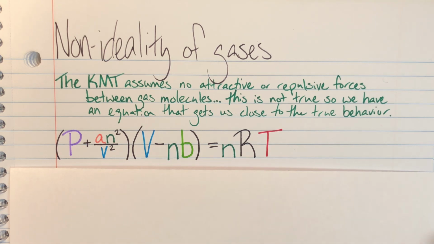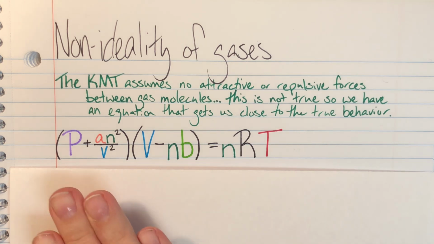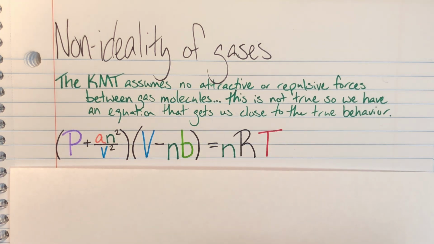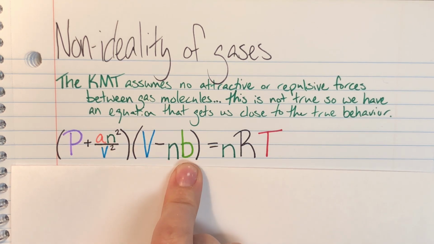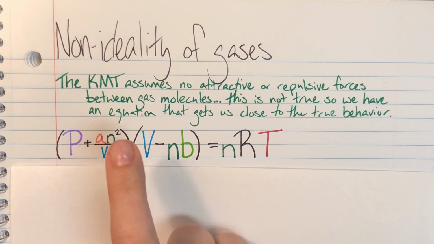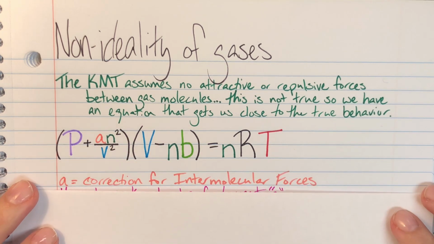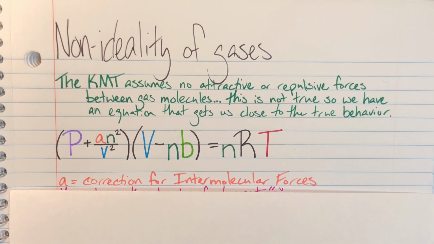And the van der Waals equation introduces some new constants to our PV equals nRT, our ideal gas law. So we have two new things here. We have A and we have B. Now we're going to talk about A first. A is going to be our correction for intermolecular forces. This is my slight adjustment to the equation based off of those attractive and repulsive forces that the actual gas molecules are going to undergo.